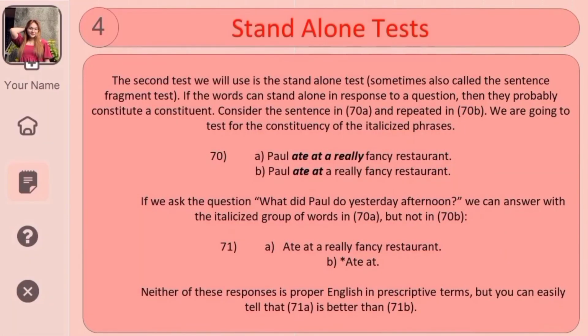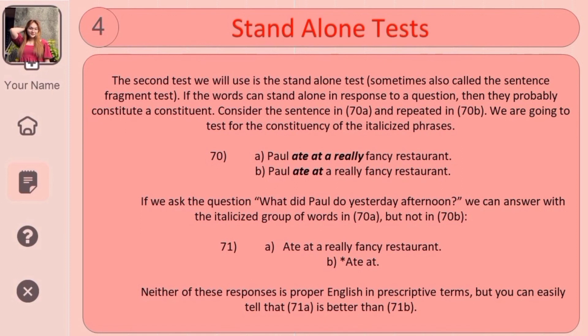Second is the standalone test, also called the sentence fragment test. If the words can stand alone in response to a question, then they probably constitute a constituent. Consider the sentences in number 70A, repeated in 70B. We are going to test for the constituency of the italicized phrases. So we have here number 70, the example sentences. A. Paul ate at a really fancy restaurant. B. Paul ate at a really fancy restaurant.